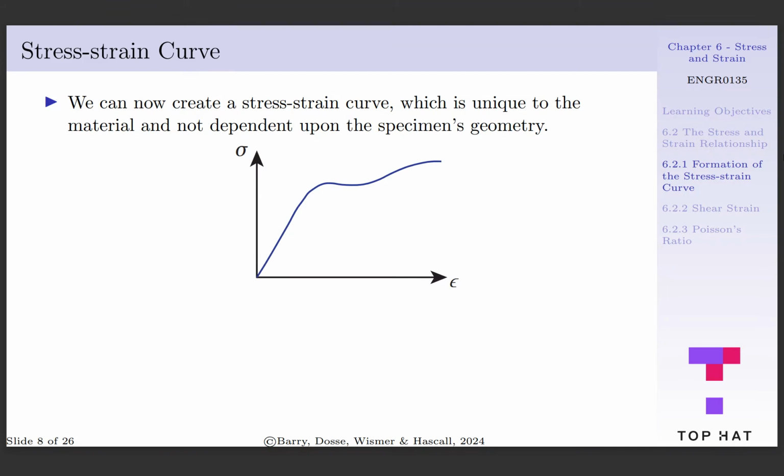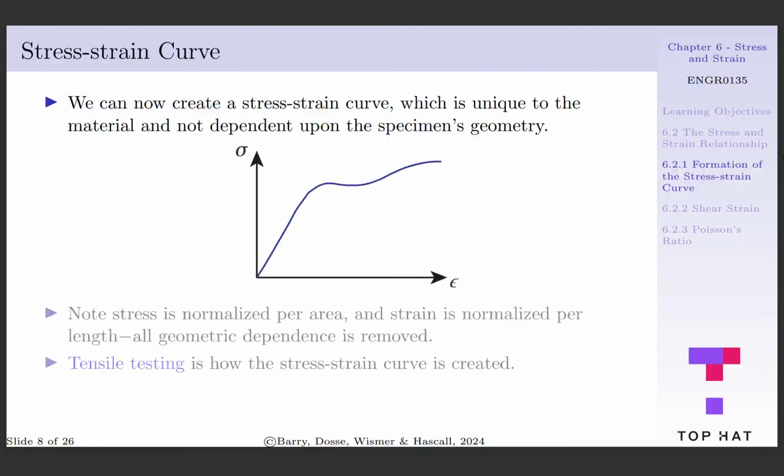Now that we've defined stress as force per unit area and strain as deformation per unit length, we can create something called the stress-strain curve. This curve is unique to each material and doesn't depend on the geometry of the specimen. In the stress-strain curve, stress is normalized per area and strain is normalized per length, which removes the geometric dependence.